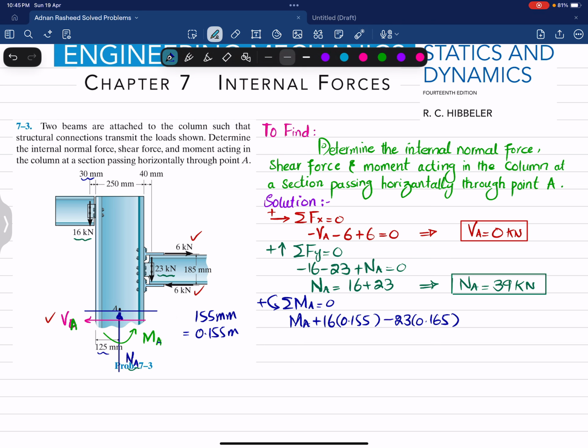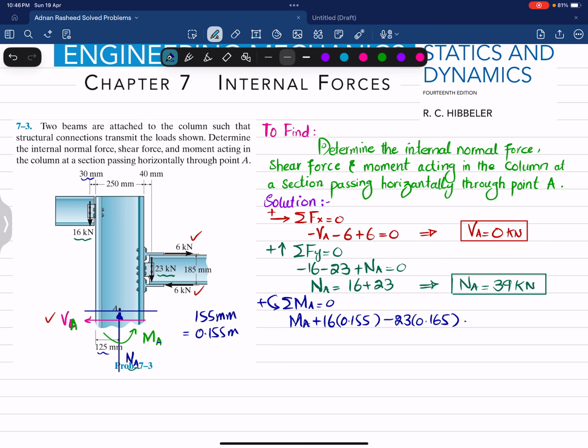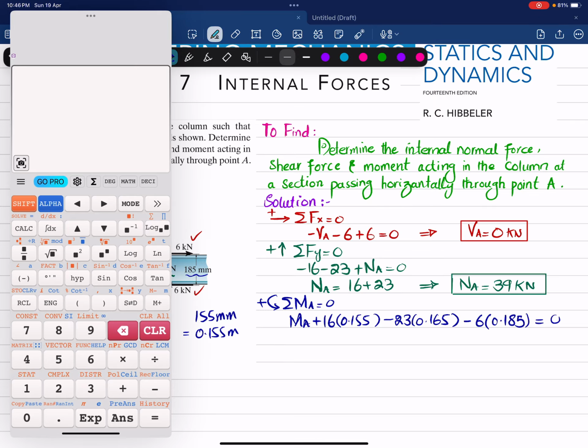The last thing is that you can see these 6 kilonewton loads acting horizontally. They are non-collinear forces, and they will produce a couple because these forces act in different lines and in opposite directions. So it will produce a couple or rotating moment, and this will be negative. So I can write minus 6 multiplied by the perpendicular distance between them, which is 185 millimeter, that is 0.185 meter, and their sum must be equal to 0. So I will calculate one by one.